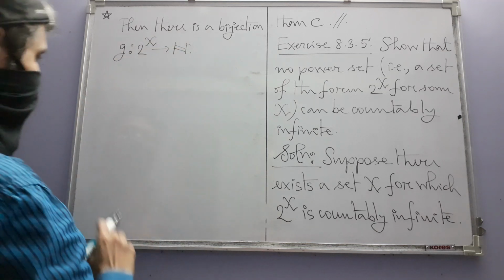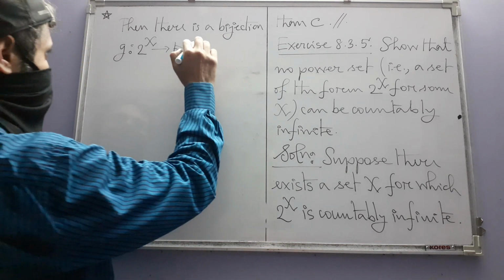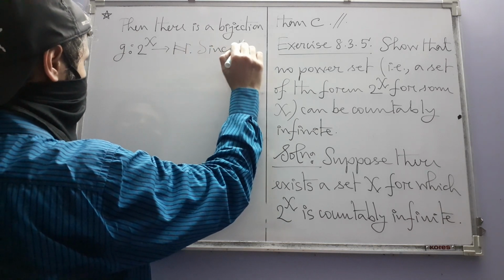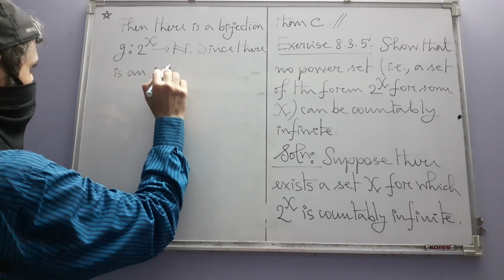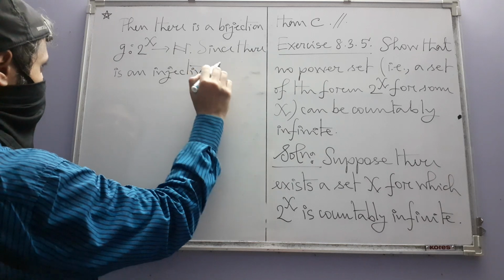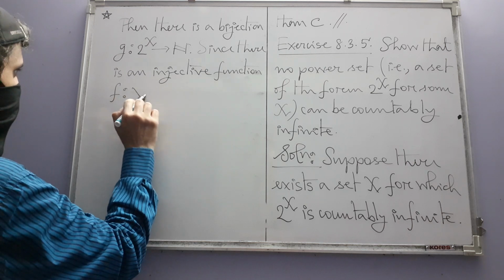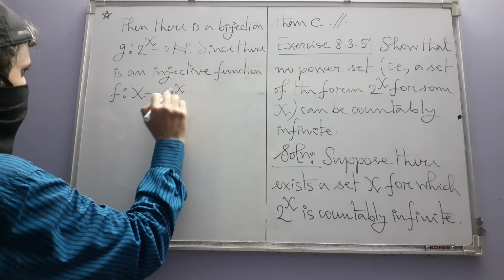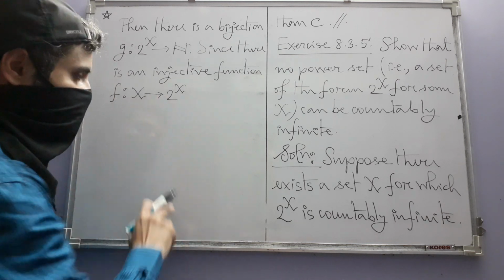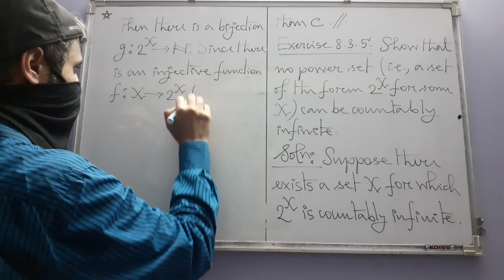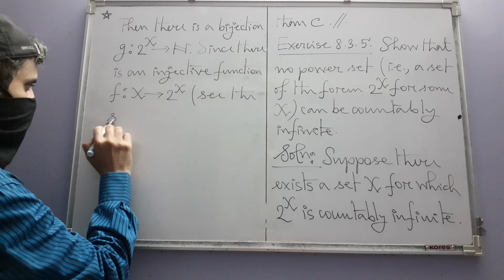G because I have reserved F for something else, since there is an injective function f from x into its power set. It's that injective function which maps every element onto the singleton set given by that element, and we came across that in the previous solution.